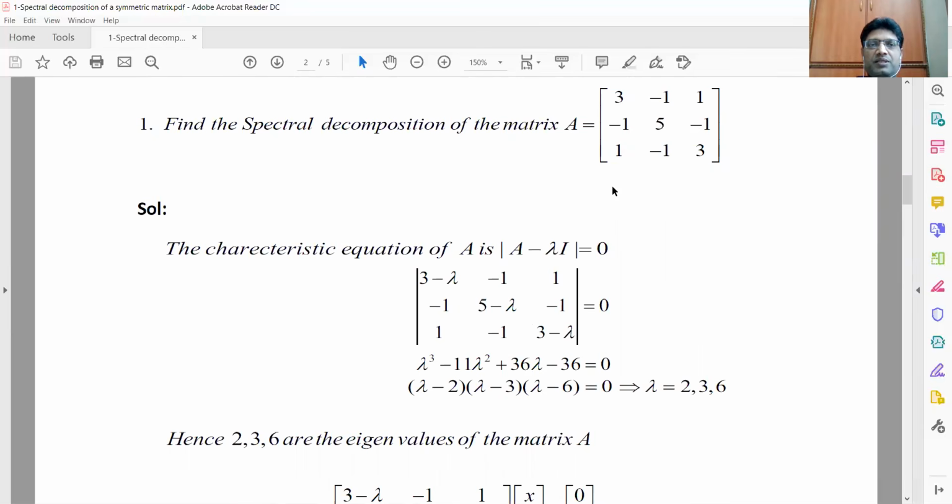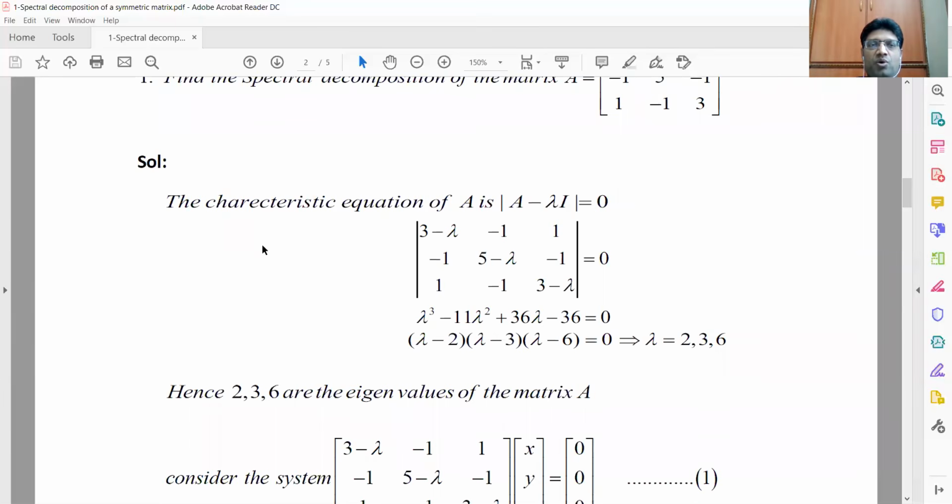What is the procedure to write the spectral decomposition? First, you have to get the eigenvalues for this matrix, then the corresponding eigenvectors, then check whether the eigenvectors are orthogonal or not. If they are orthogonal, make them orthonormal. That is, we have to divide every vector by its norm. That is the criterion. So first we are calculating the eigenvalues for this symmetric matrix.